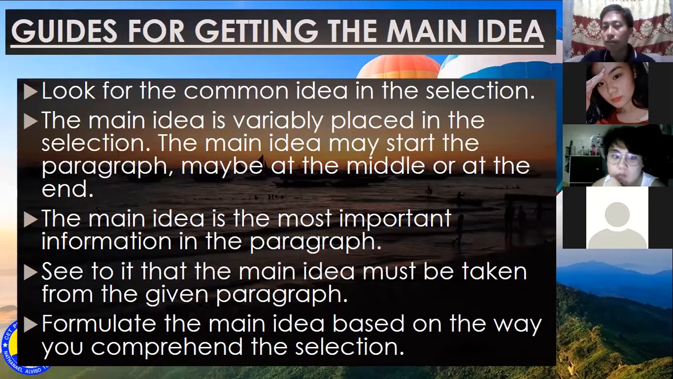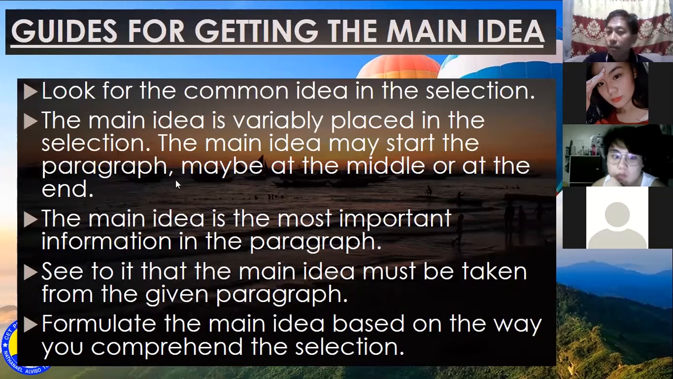So here are the guides for getting the main idea. So first, look for the common idea in the selection. So in the first passage, it's about food and how they are made to look good. The main idea is variably placed in the selection. The main idea may start the paragraph, maybe at the middle or at the end.